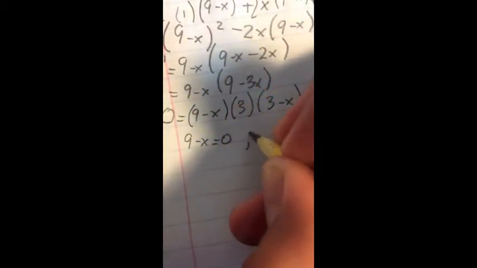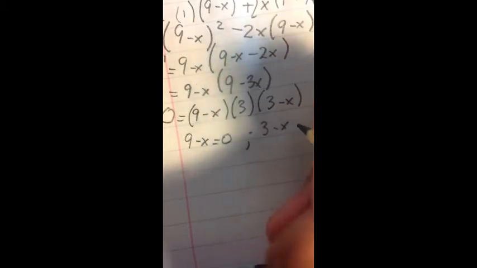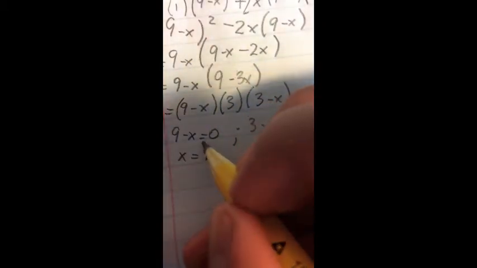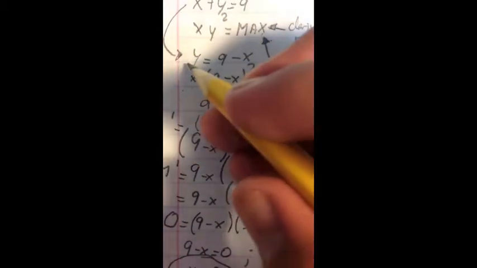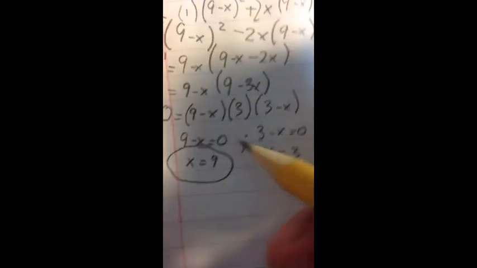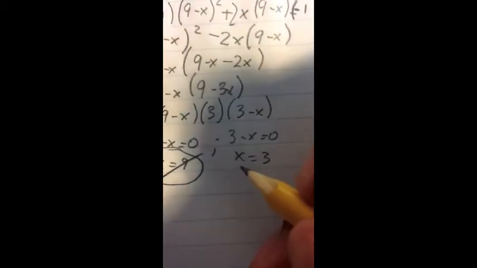And then 3 minus x equals 0. So this is basic algebra. We just pass the x to the other side and we get x equals 9, and we get x equals 3. But if you put x equals 9 on the equation, you start to notice that y will be 0. And then if one is 0, everything is 0, and then it's not a max but a minimum. And it asks us to find a max. So it cannot be 9. It must be 3.